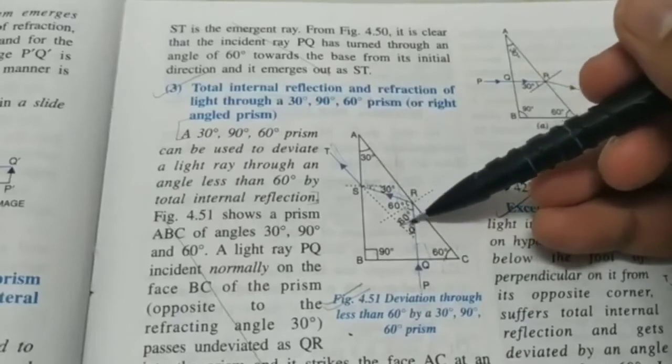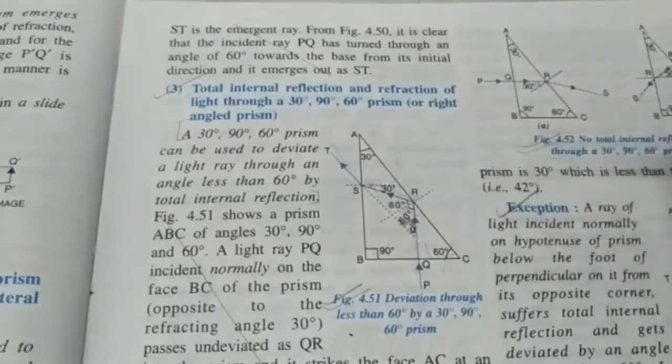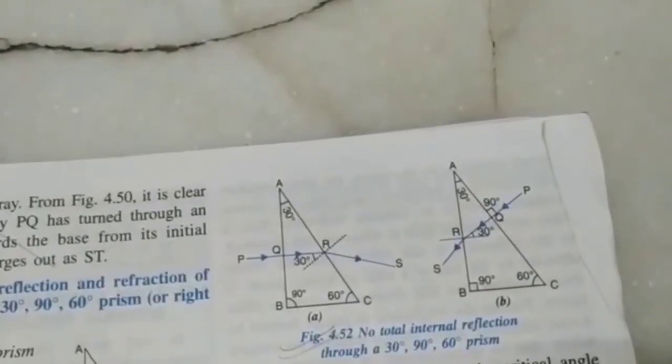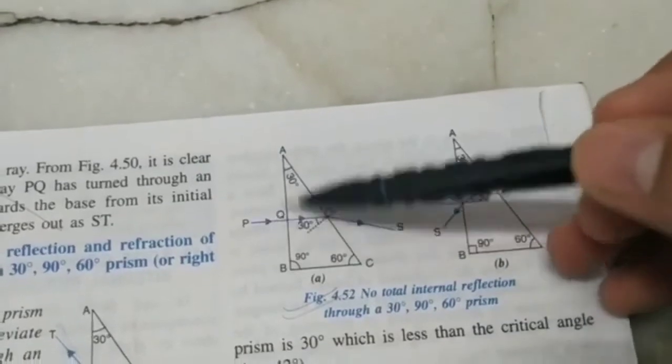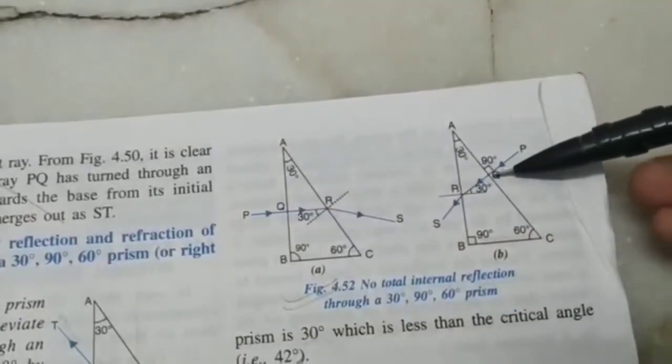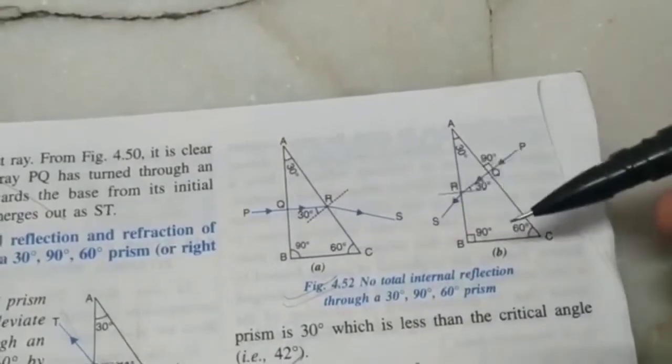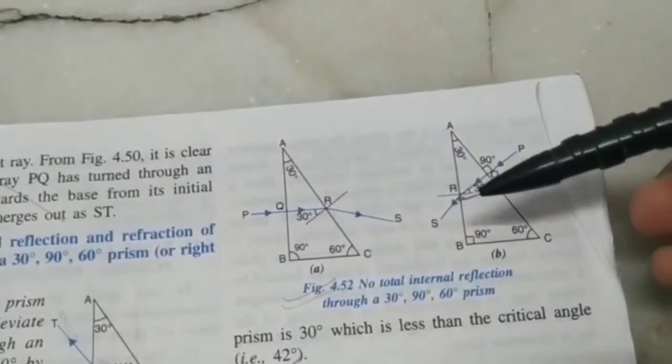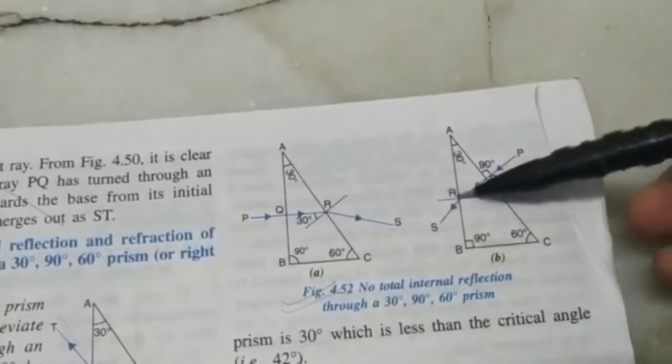This angle looks less than 60 degrees. A couple of cases in which no total internal reflection takes place. That is, what if the ray of light is incident on the face opposite to 60 degrees? Or what if it is incident on the hypotenuse? In this case, no total internal reflection is taking place, just refraction, and even here refraction.